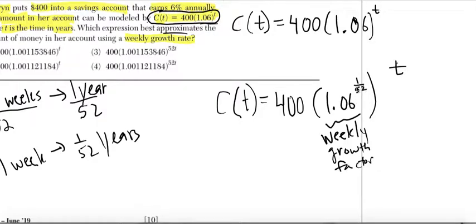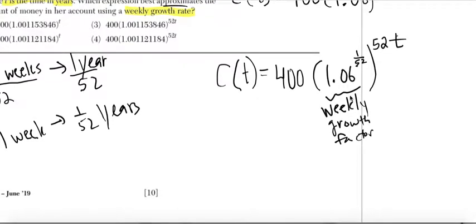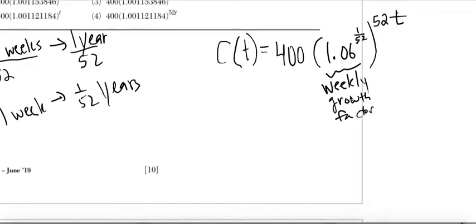So to undo the fact that I raised to 1 over 52 to get the weekly growth rate, remember I multiply exponents when I raise a power to a power. So if I have a 52 on top, 1 over 52 times 52 is 1. So this is the same as 1.06 to the t. Now all I have to do is find out what 1.06 to the 1 over 52 is.